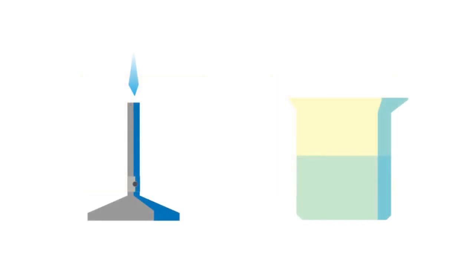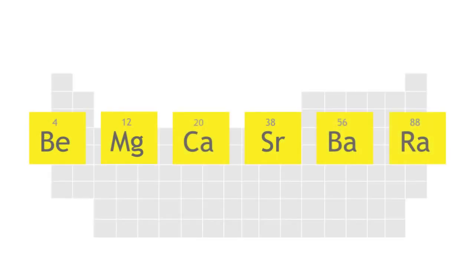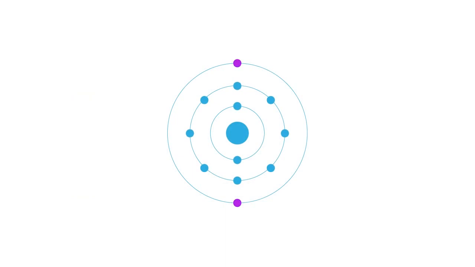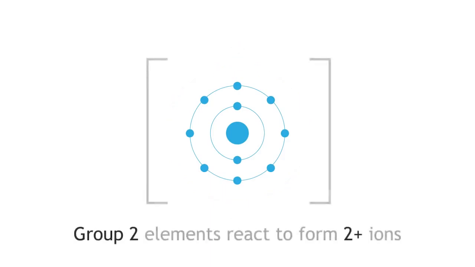formed from these reactions. The alkaline earth metals are beryllium, magnesium, calcium, strontium, barium, and radium, located in Group 2 of the periodic table. These metals all have 2 electrons in their valence shell, and with the exception of beryllium, can lose these valence electrons to form an ion with a +2 charge.